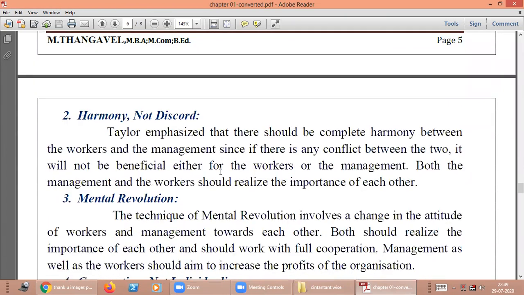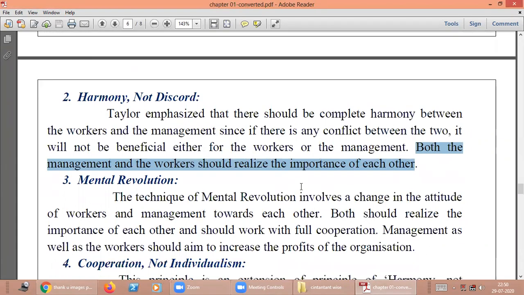Next, harmony, not discord. Harmony means there will be harmony between the worker and management. That means there will be a relation. There should be a good relationship between worker and management. Without a relationship, we cannot do anything. So both the management and the worker should realize the importance of each work. They have to know the meaning.